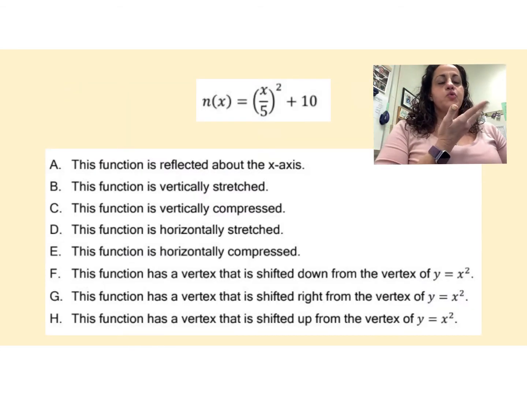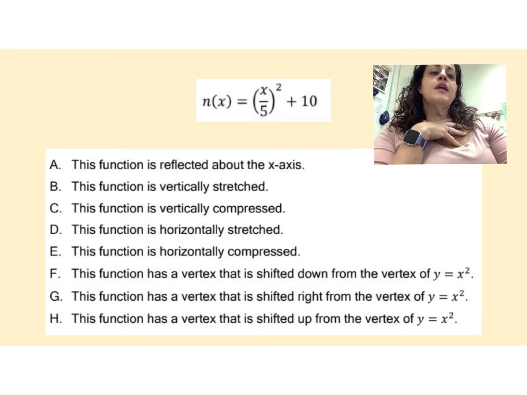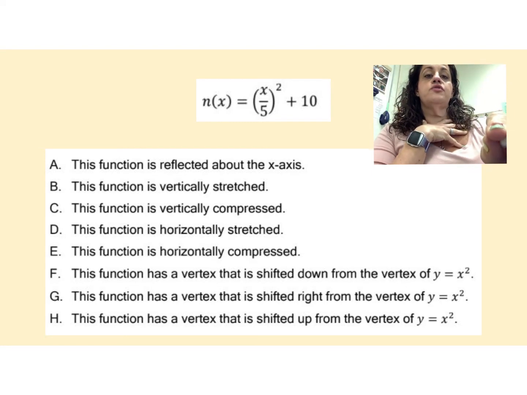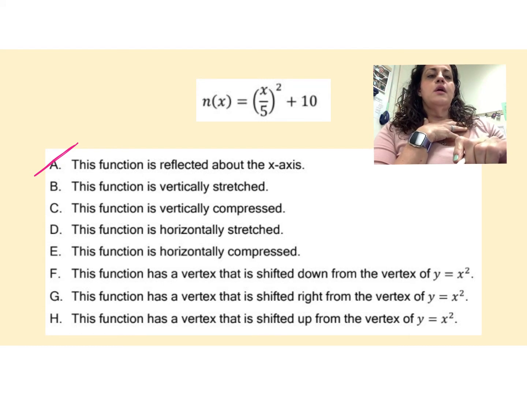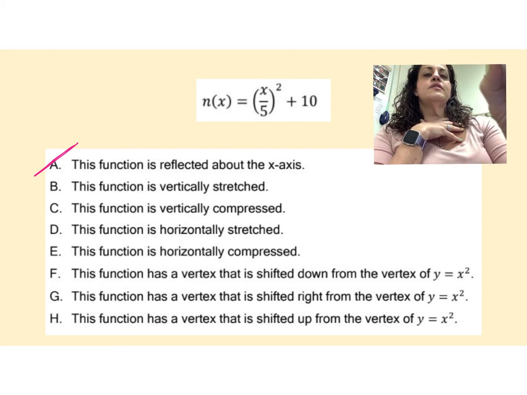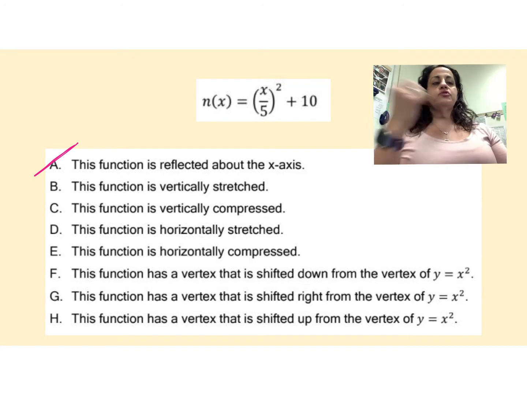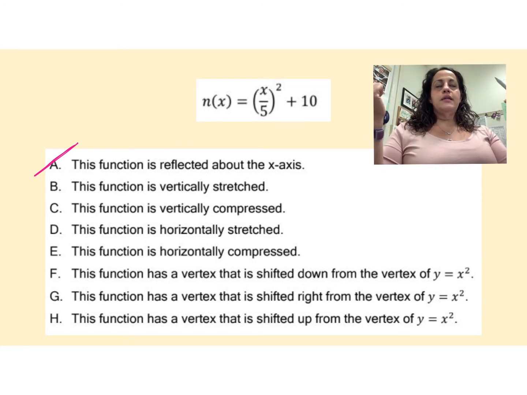All right, so here we have n of x. Of course, the variables truly don't matter, but the first thing I see is that there are no negatives. So we have no reflections going on here. So I'm going to get rid of A, and that's it, because the other one is not there. The next thing I'm going to look at is inside the parentheses. Remember, when we talk about inside, that's horizontal. So we're talking left to right.